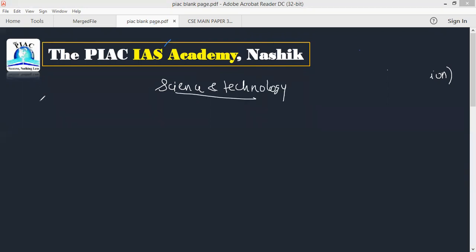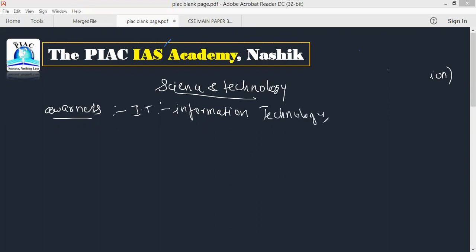Now you need awareness in the field, for example, awareness in various science and technology fields. The first is IT. IT means what? Information technology. Today this technology is growing at such a fast speed that definitely you should have some knowledge about this field. I will not suggest that you should be an expert. UPSC does not want an expert, but you should at least have some basic knowledge about this field.